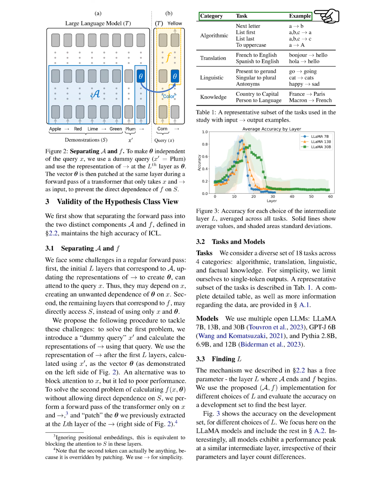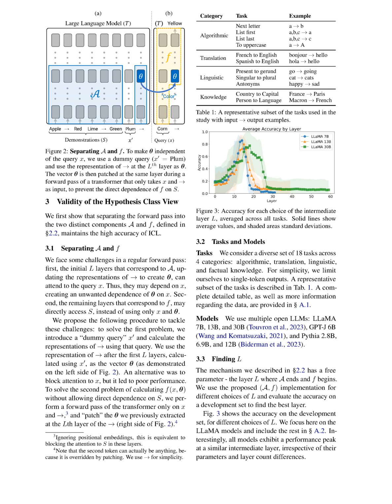We test our approach on a diverse set of 18 tasks across 4 categories: algorithmic, translation, linguistic, and factual knowledge. For simplicity, we limit ourselves to single token outputs. We use multiple open language models for our experiments.